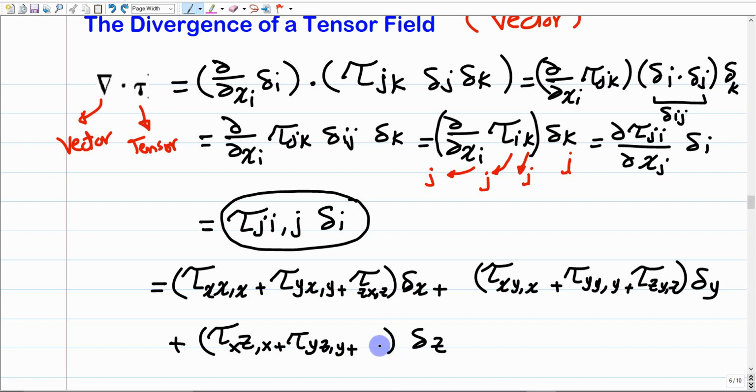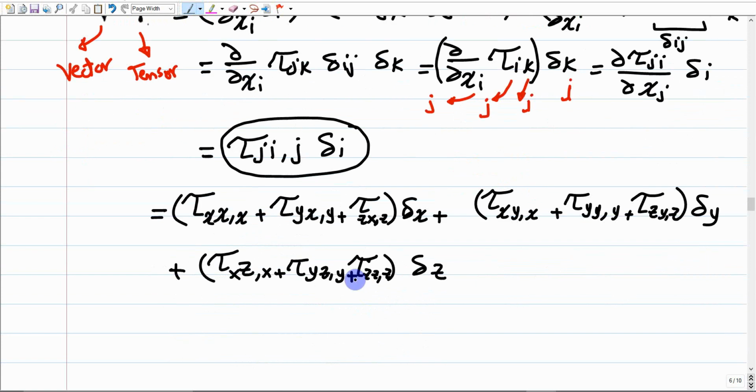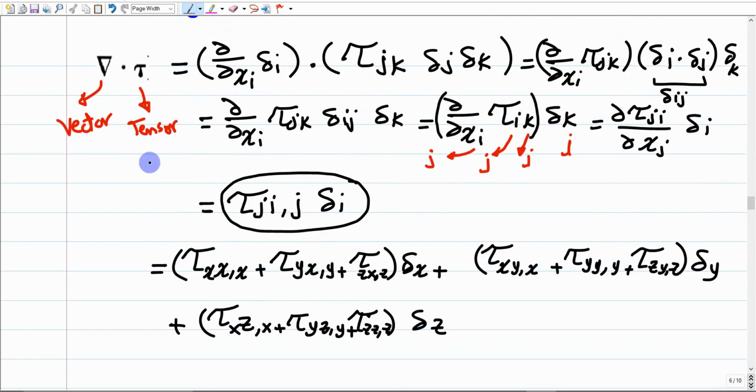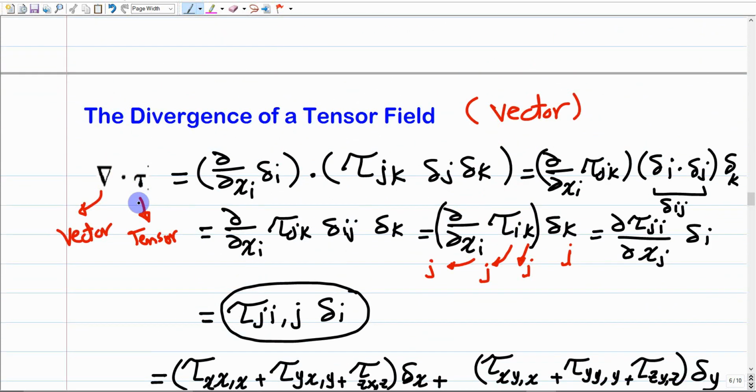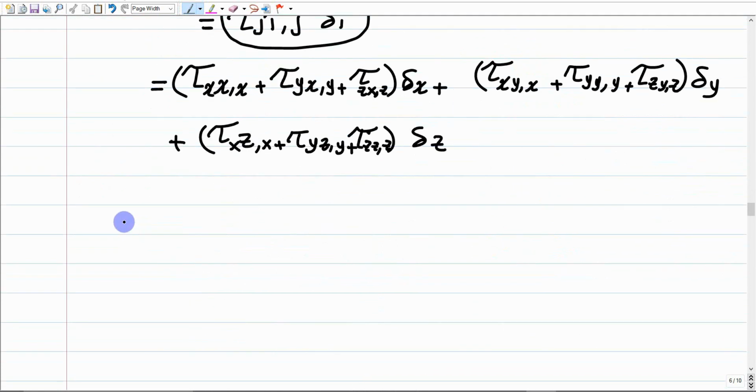Let me just have a space here. Tau zz comma z. Makes sense? So these are the expanded form of the divergence of a tensor quantity. Let us consider an example here.